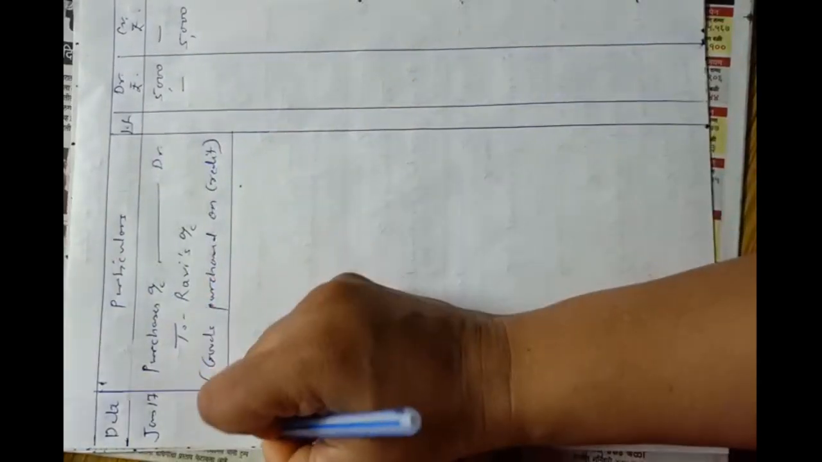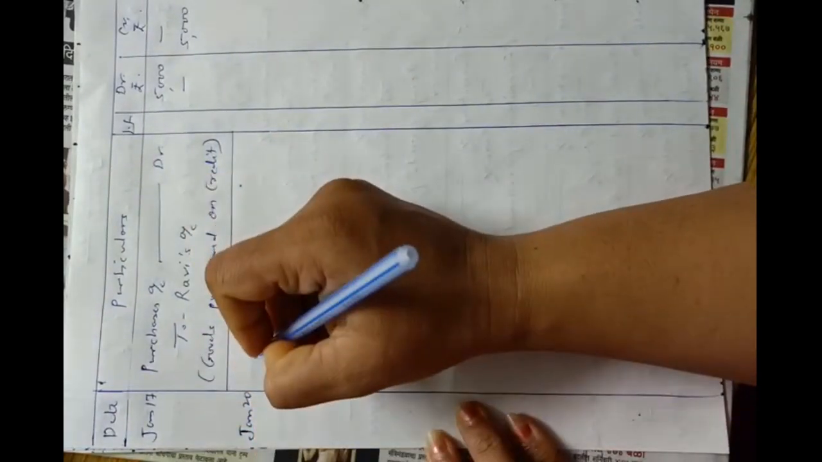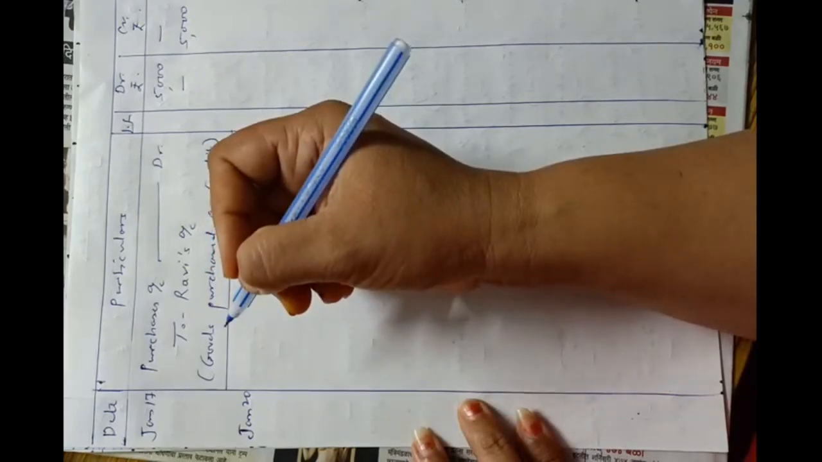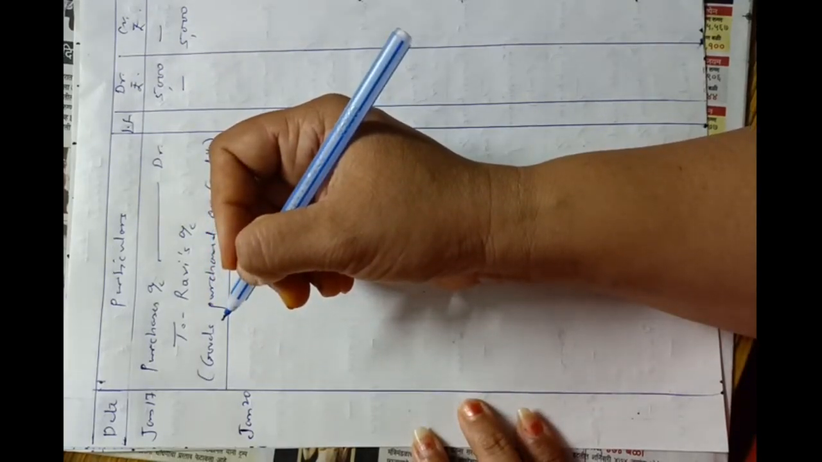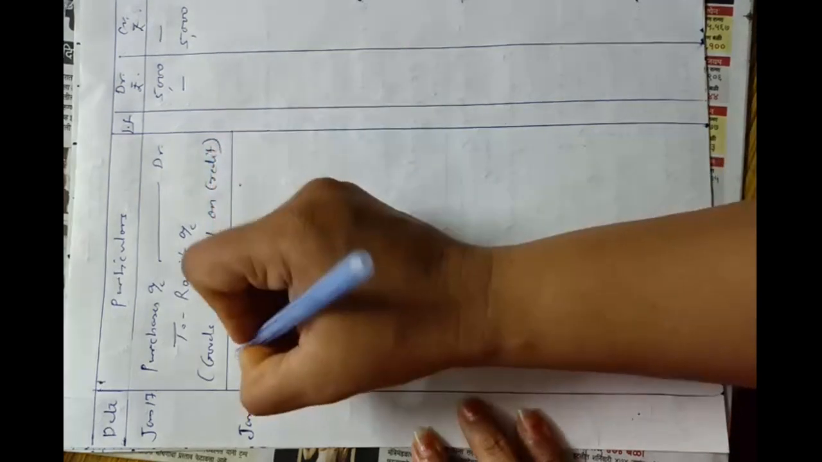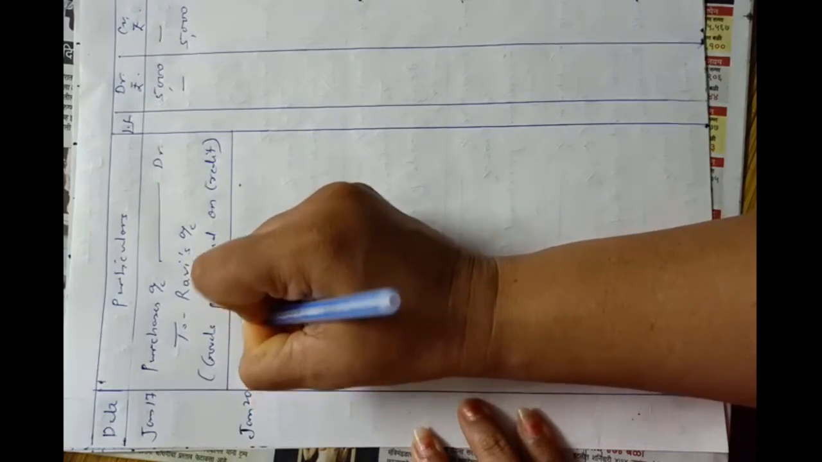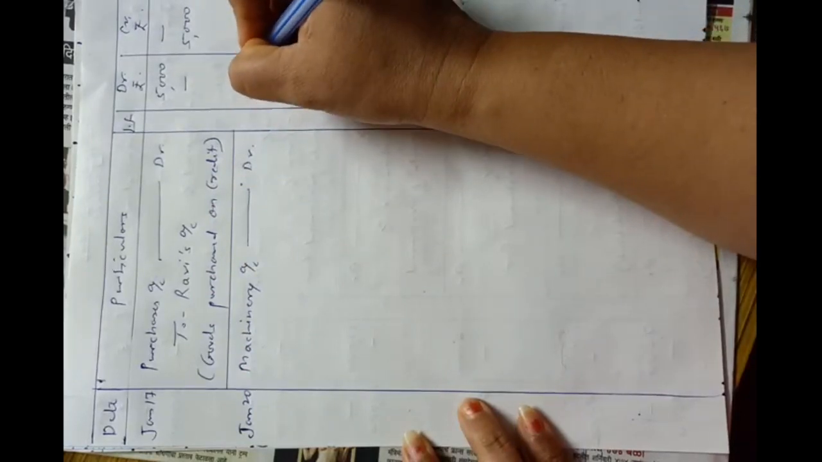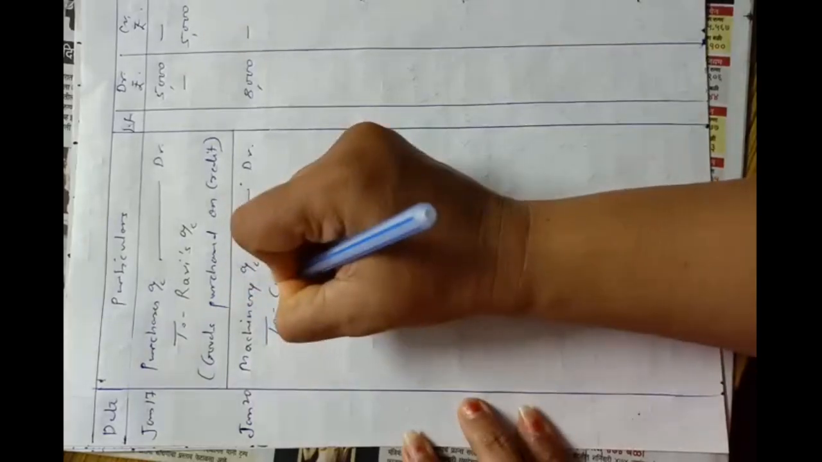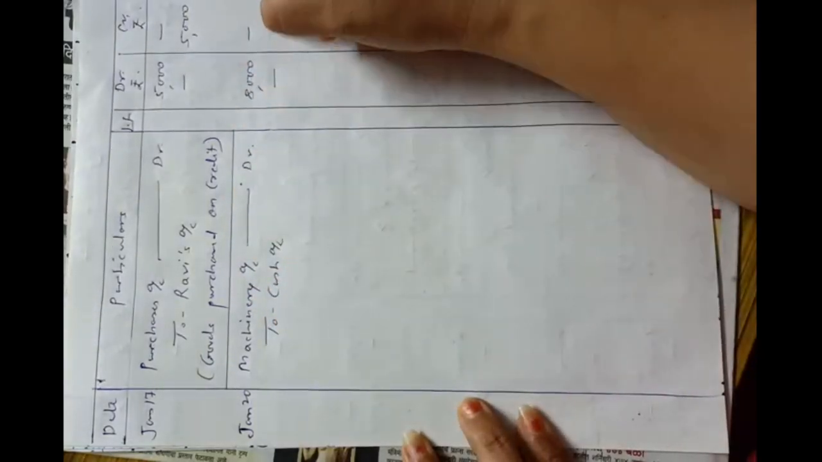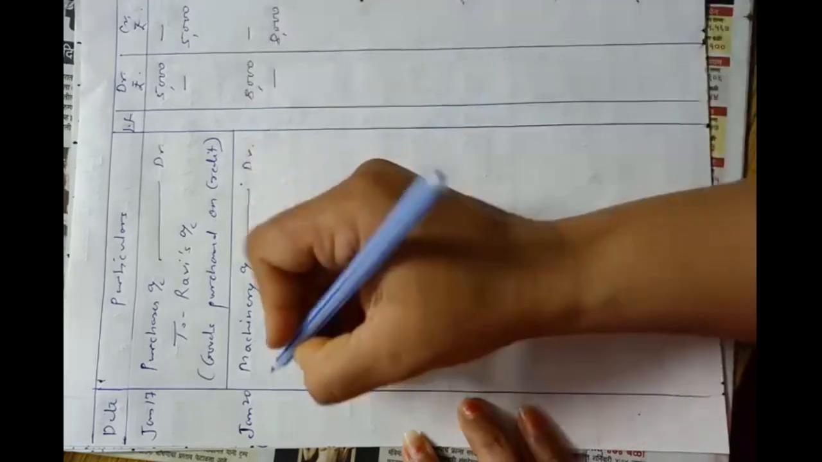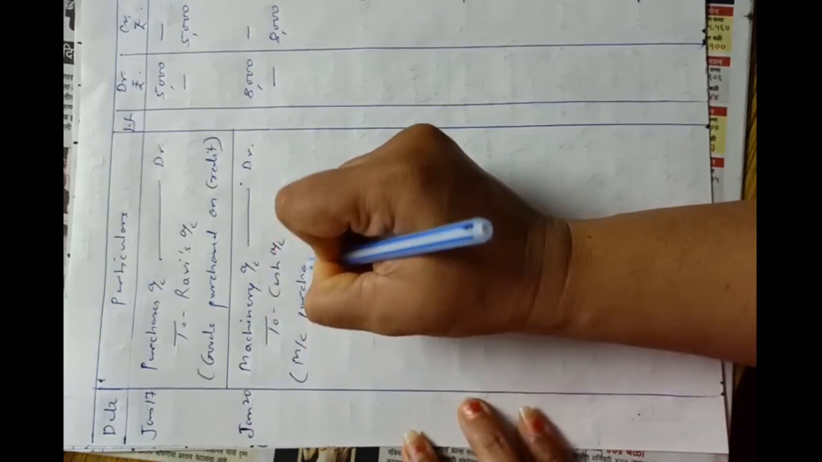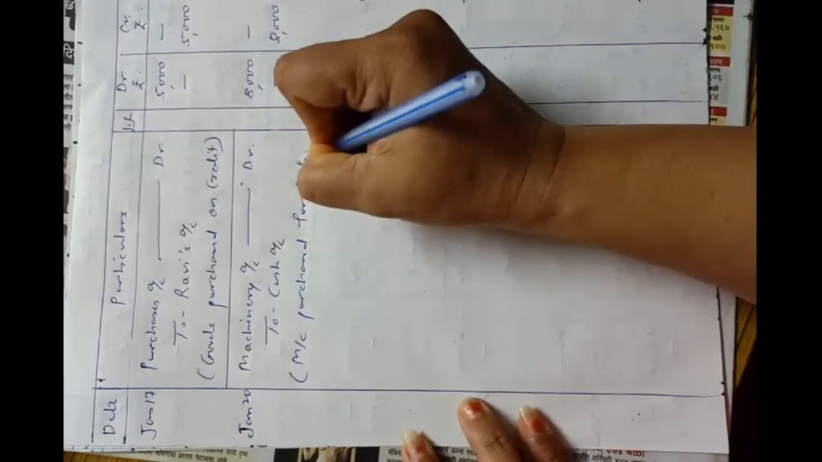Now January 20. See the entry, bought machinery for cash. So two accounts are involved, machinery account and cash account, and machinery account will be debited, cash account will be credited. So machinery account debit rupees 8,000 in debit column to cash account. As cash account is credited, amount will be in credit column 8,000. And narration, machinery purchased for cash.